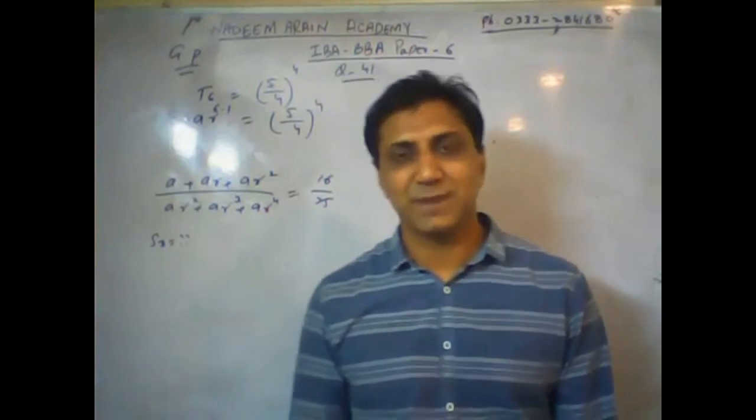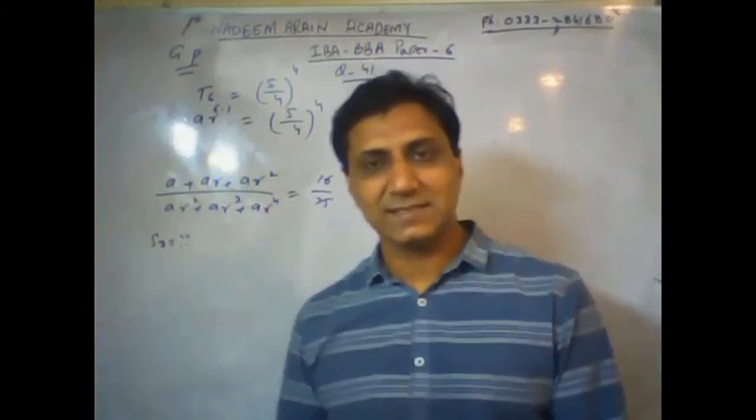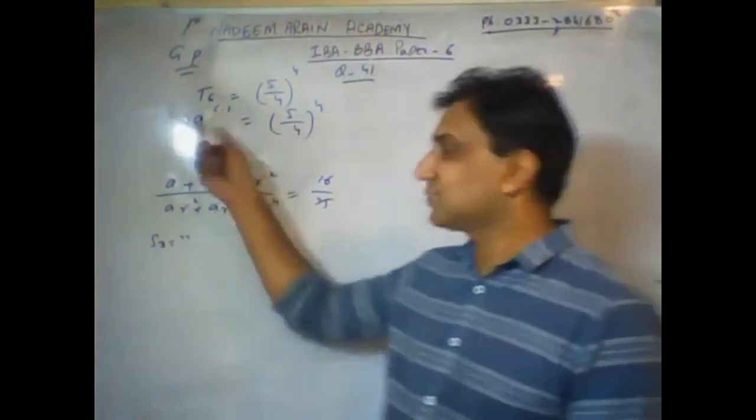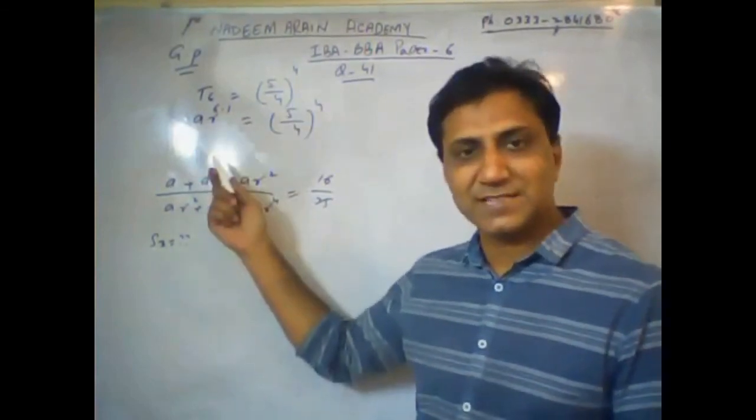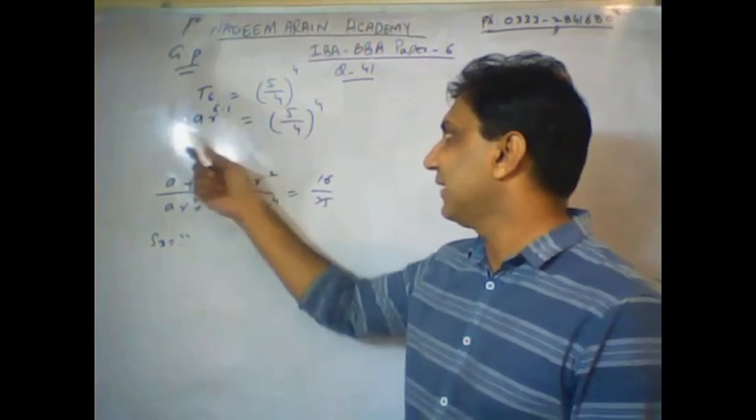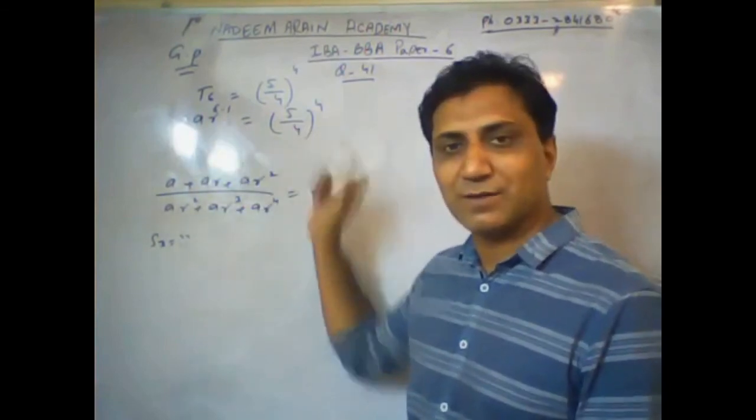Hello students, question number 6 from IBA BBA past paper 6. The question is from geometric progression. The question says the sixth term is 5 over 4 to the power 4. The sixth term is ar to the power 6 minus 1, so it's ar to the power 5. So ar to the power 5 is equal to 5 over 4 to the power 4.